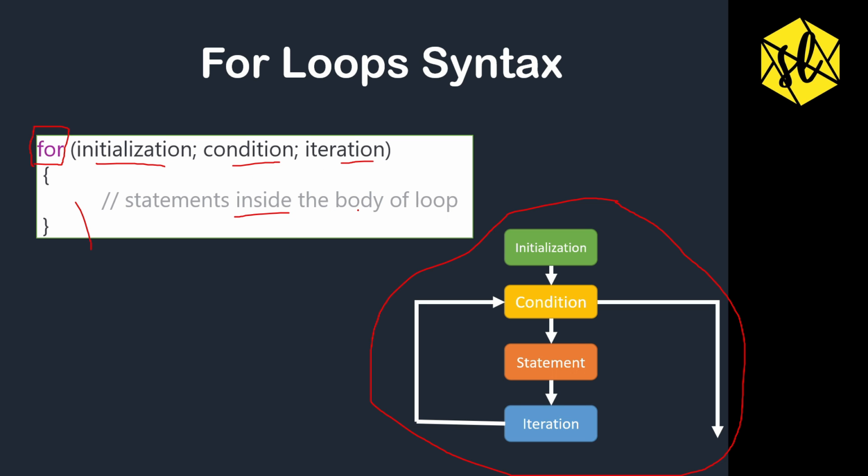So again the same rule applies as in this algorithm. First the initialization occurs. After this initialization, the condition is checked. If the condition is true, then the statement is executed, and after executing the statement, the iteration part executes, and after the iteration part, again the condition is checked. The same process repeats itself until the condition becomes false. And if the condition becomes false, the for loop ends there.